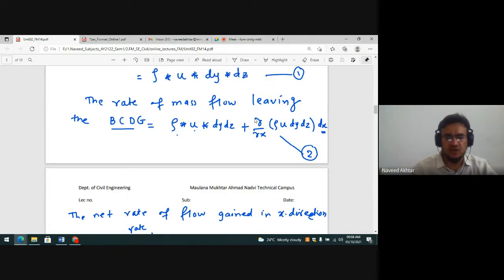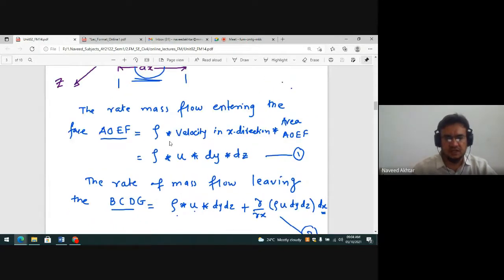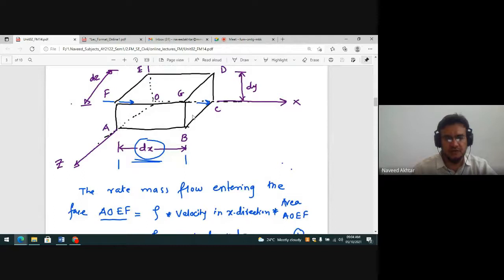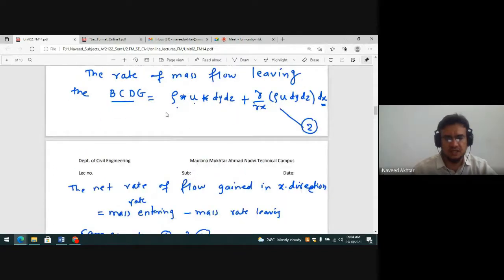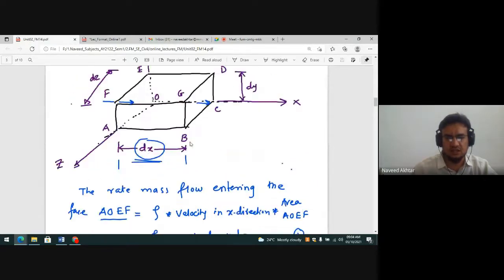Then the rate of mass flow leaving is BCDG. It is nothing but entering from here and exit from the BCDG, so it is in the positive x direction. That's why here it is positive: rho u dy dz plus dou by dou x of rho u dy dz into dx. Okay, this is the difference between these. So this is the thickness of fluid flow. In this thickness, we are observing from this point and this point of the same area, entering from one side and exit from the other side for the x direction.